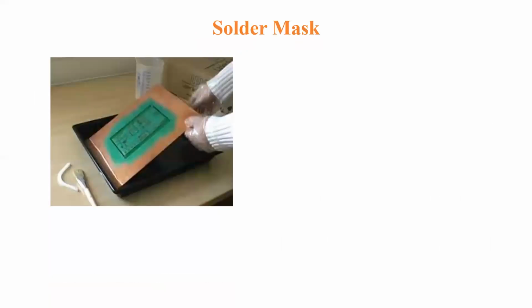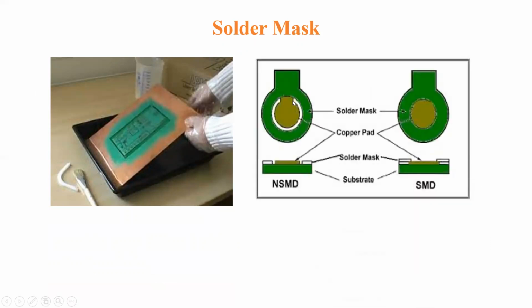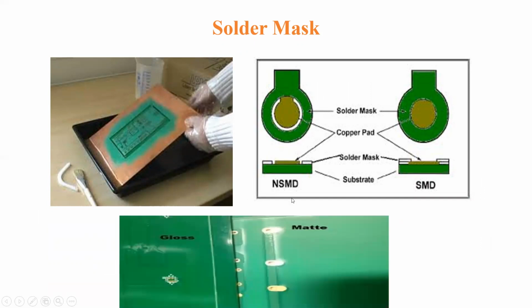You can see this in this figure. This one is the solder mask. Just as we have seen in the last figure, same thing over here. This coating is the solder mask. Then the next point we have to study is types of PCB.